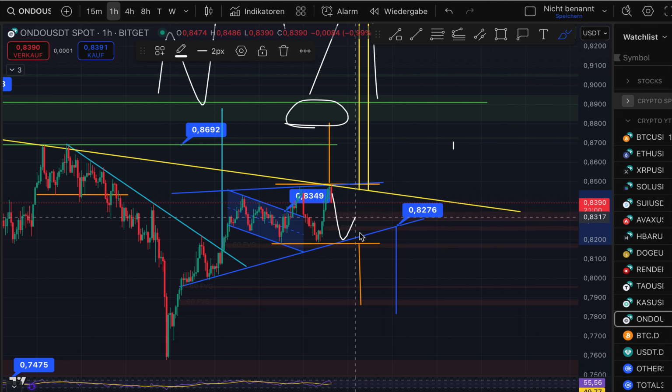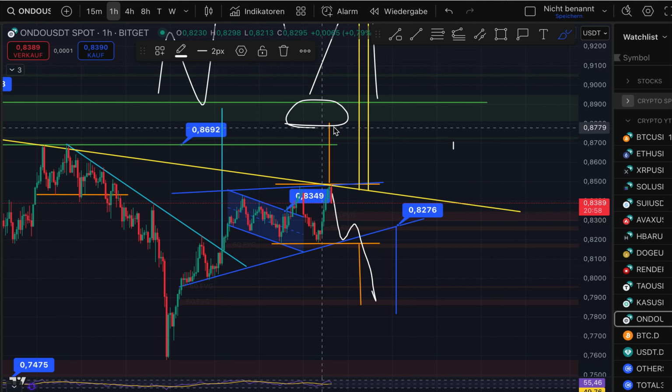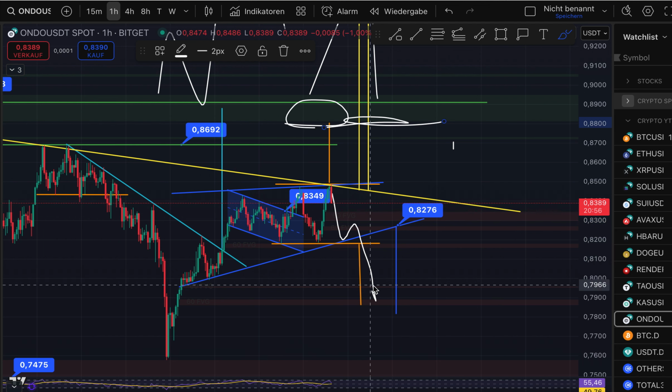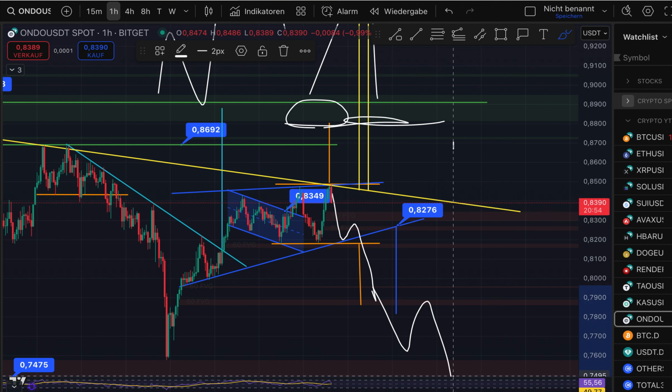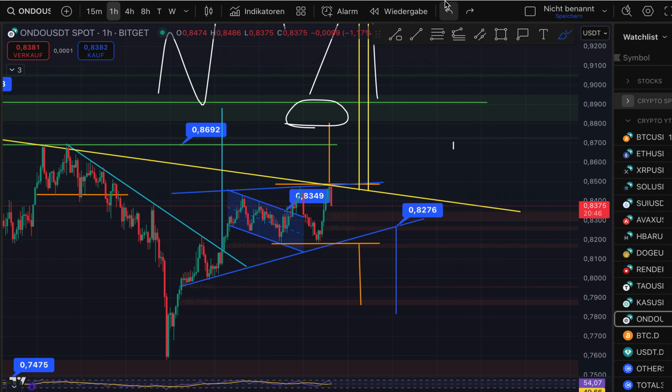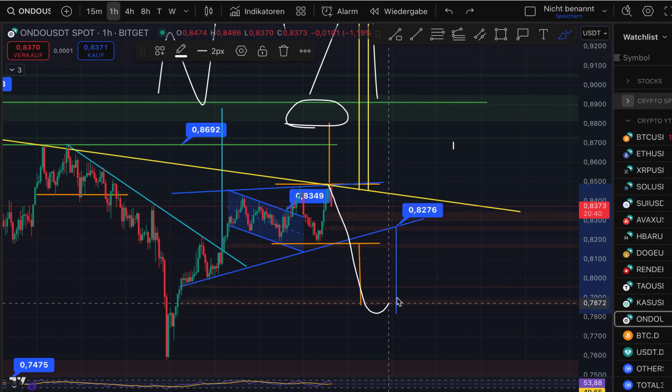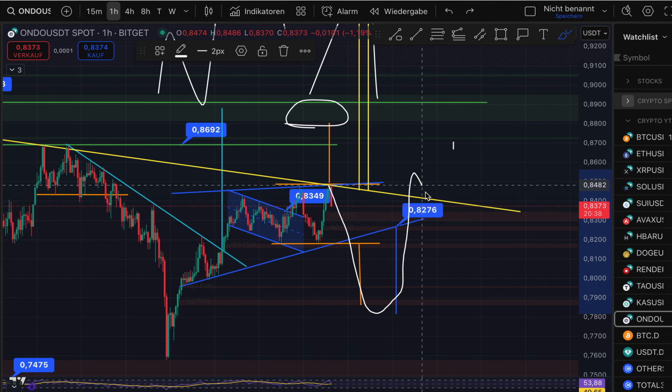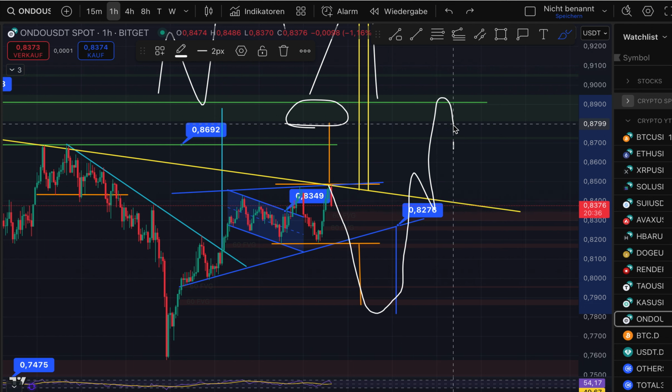Because if we break to the downside, then the target up here is still ongoing. For sure, yes, we can still get lower prices, but afterwards expect a push at least into the target of the rectangle. So I want to see breaking to the downside before we break to the upside. Break to the downside, push to the upside, get into the targets.